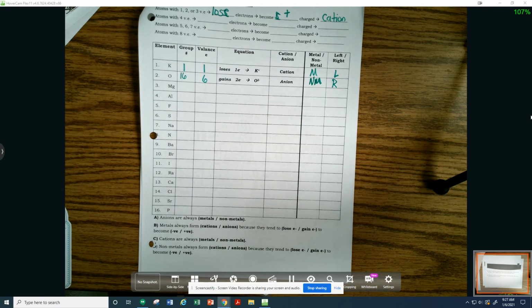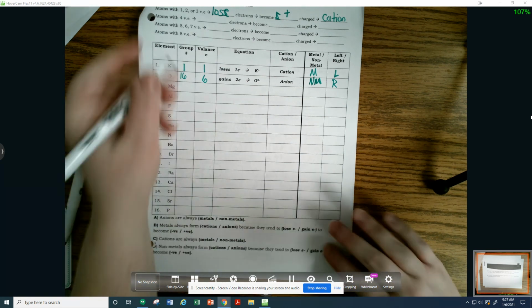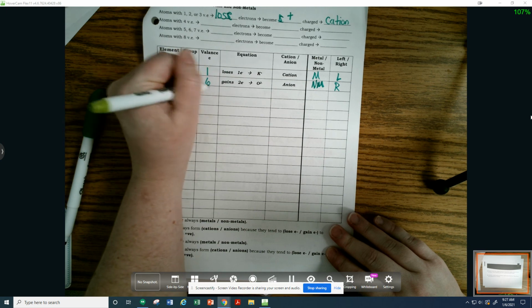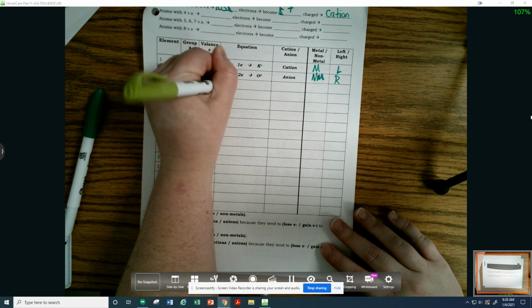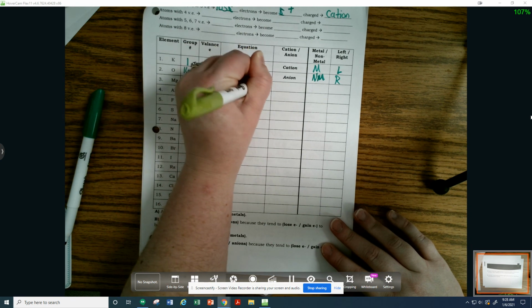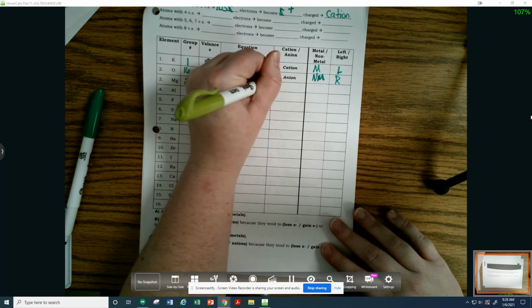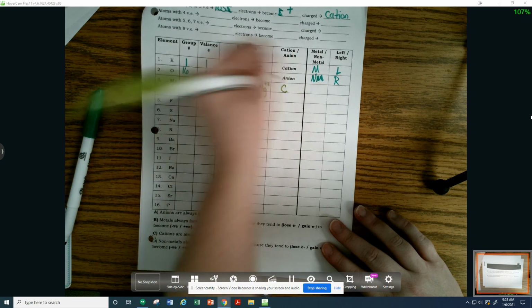So I'm going to do just one last one with you to make sure that you're understanding this part of it. So magnesium, it's found in family 2. That means it has 2 valence electrons. How is it going to get to that 8? Is it going to go through a loss or a gain? So it would have to gain 6 or lose 2. So this is going to lose 2 electrons to become Mg plus 2. It's positively charged. That makes it a cation.